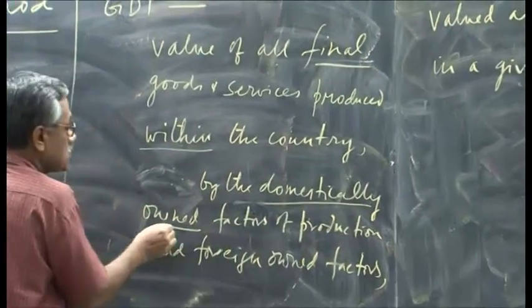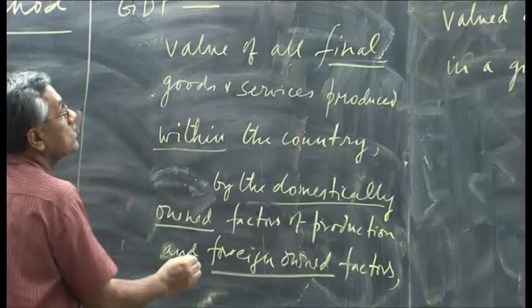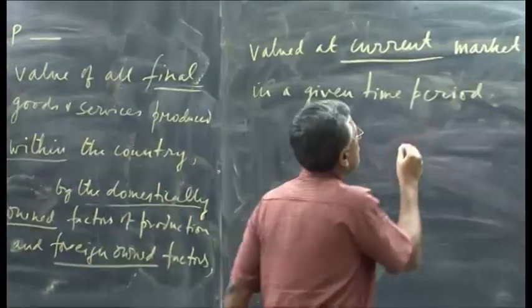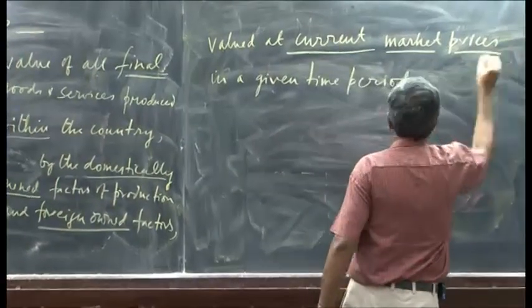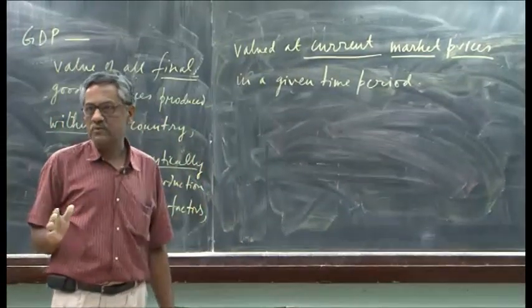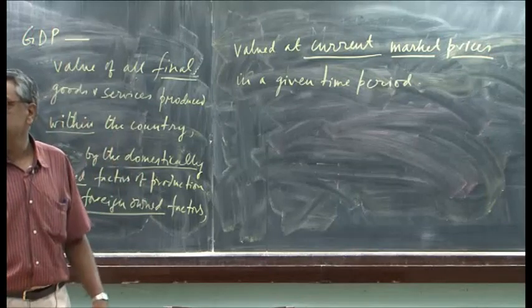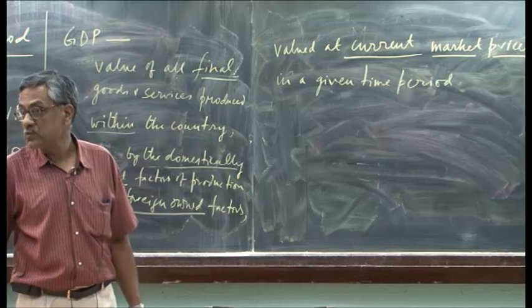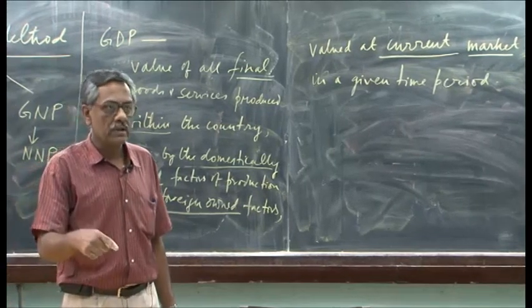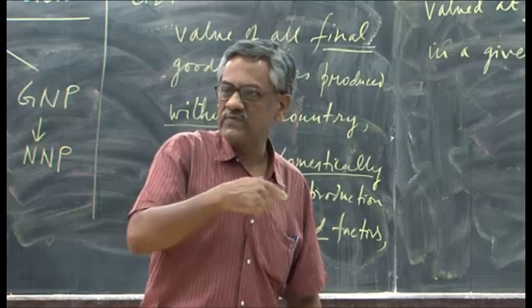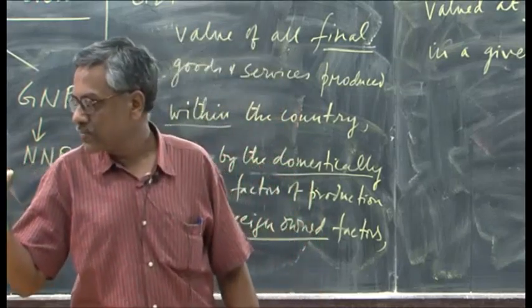So it can be domestically owned factors of production and foreign owned factors of production. Within the country, final goods underlined, valued at current market prices. These underlined words are very, very important. Note how it is valued. At current prices in 2012-13, the present financial year. It starts on the 1st of April of a year and ends on the 31st of March in the following year. Usually these variables have a financial year denomination.